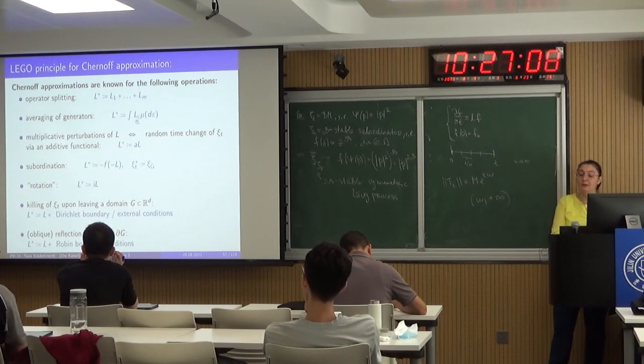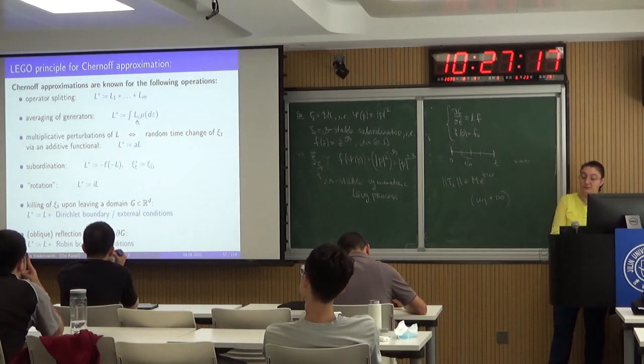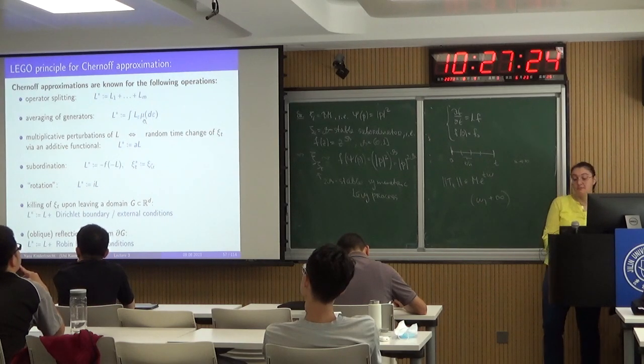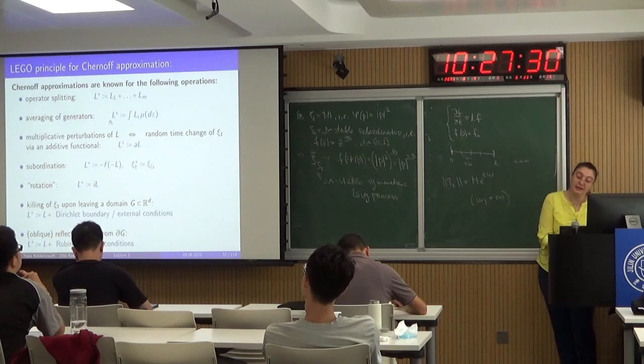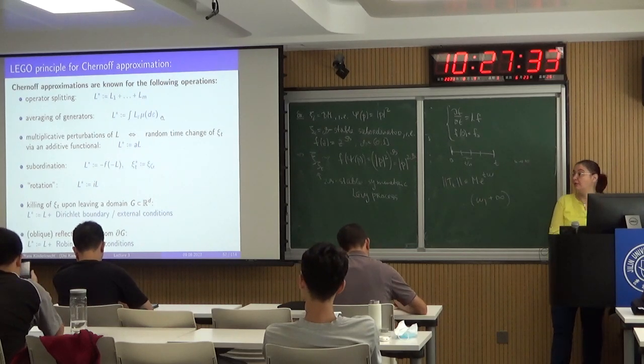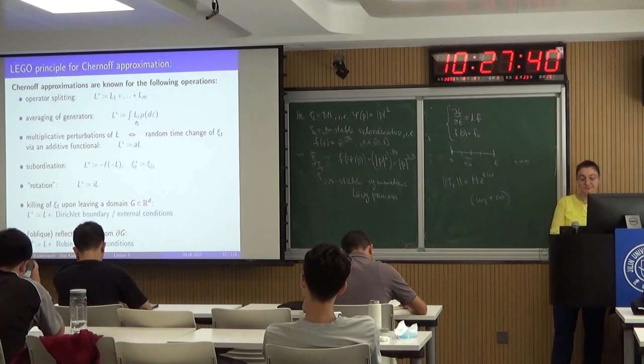So we have a family of generators of strongly continuous semigroups. Each strongly continuous semigroup is already Chernoff approximated or known, and then we consider this averaging procedure. So we just average with respect to some measure on some parameter set. And if this does generate a strongly continuous semigroup, how to obtain Chernoff approximation if we know them for these ones.